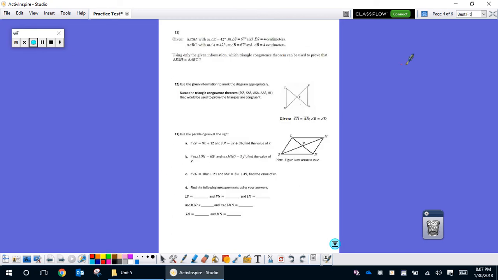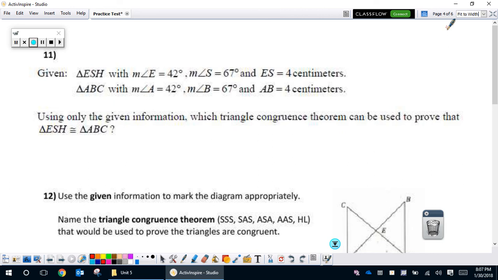Okay, number 11. Using only the given information, what triangle congruence theorem can be used to prove that these two triangles are congruent? So what I would do is make triangle ESH a color and label that piece of information. So angle E is 42 degrees. Notice I'm putting the angles on the inside, the sides on the outside.